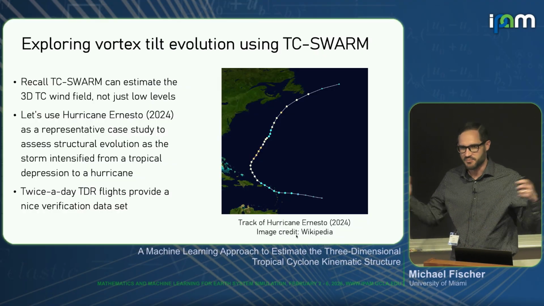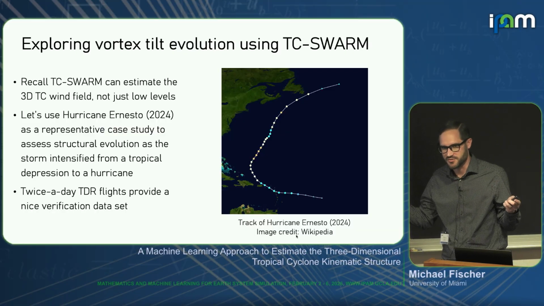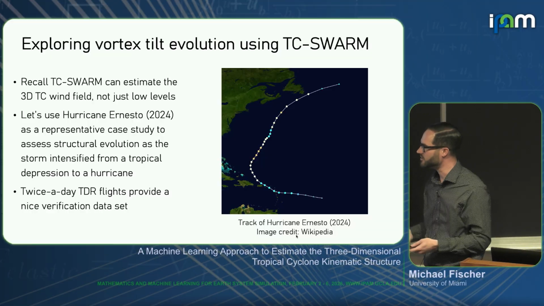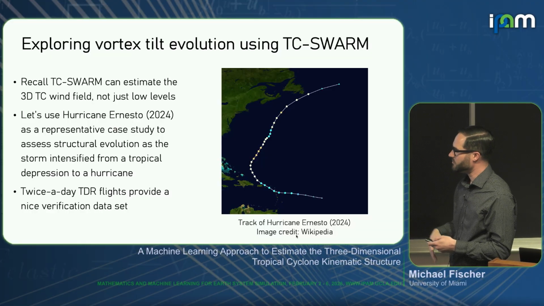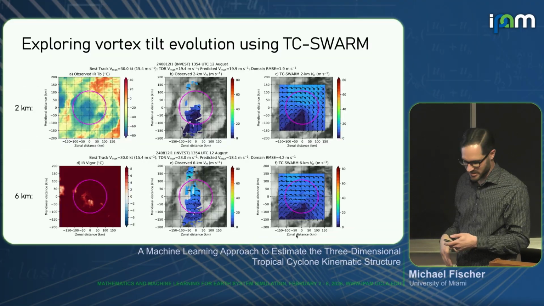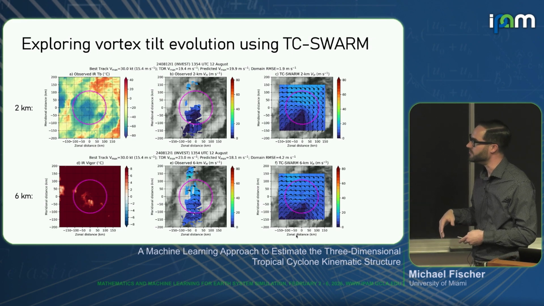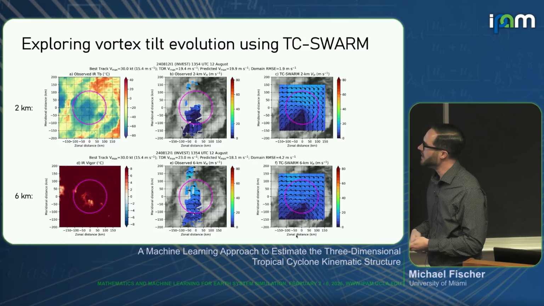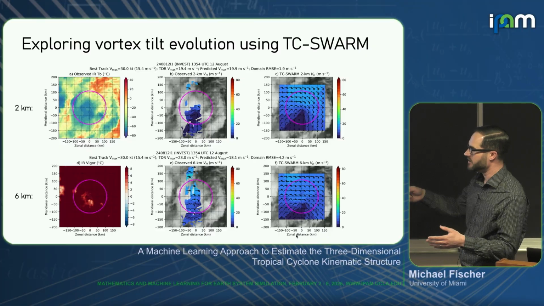I also talked about how we can do the 3-dimensional structure of the storm. So we're not just looking at the low-level vortex structure; we can back out what the mid-levels and upper levels look like. Let's look at the estimate of how tilted a given system is. In this case, we're using what eventually became Hurricane Ernesto. It was a well-sampled case, and this is early on in Ernesto's lifetime.